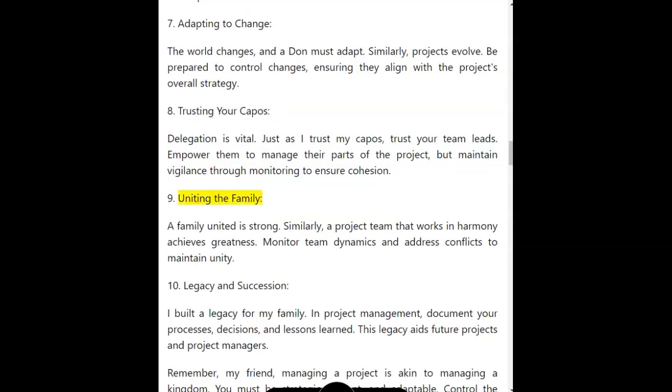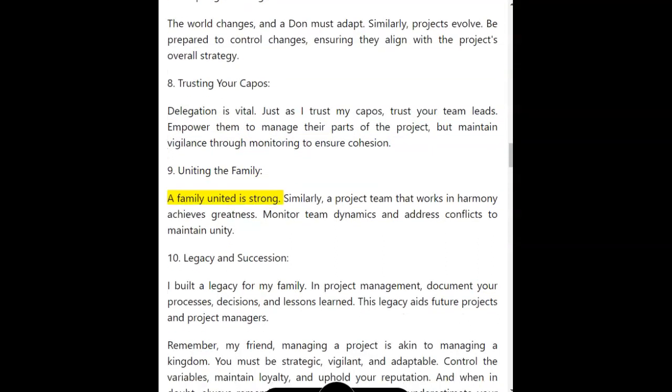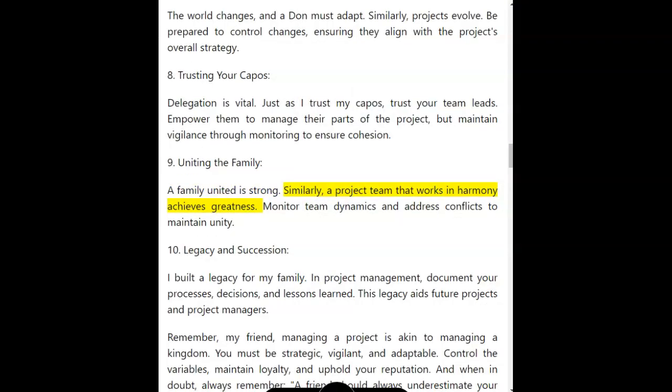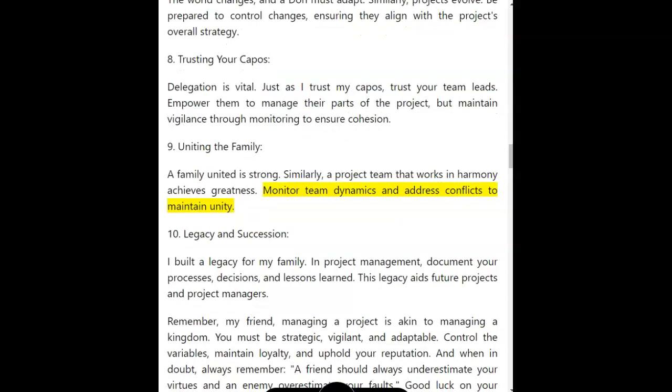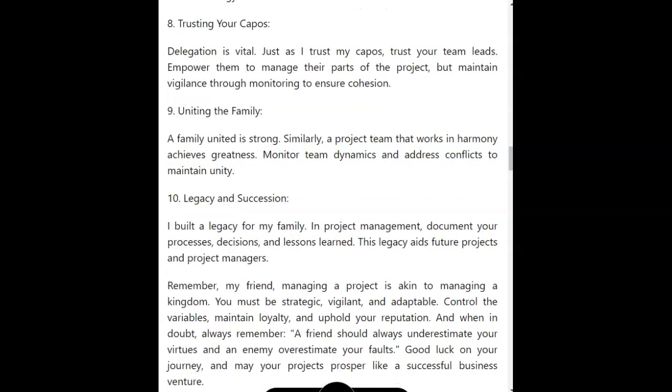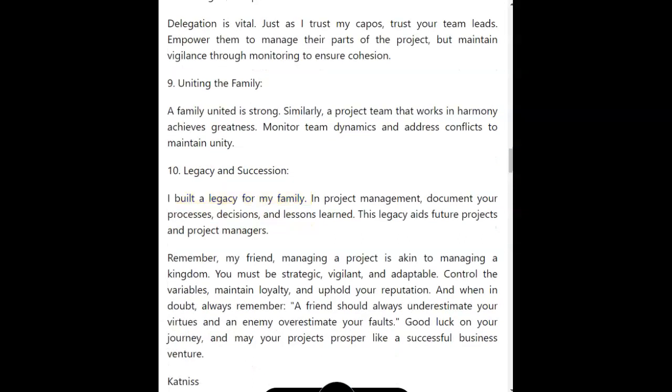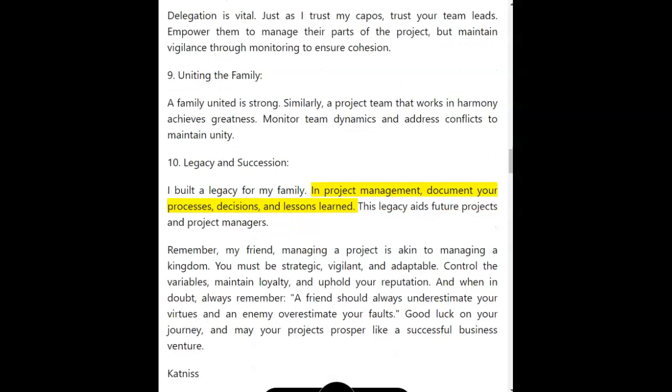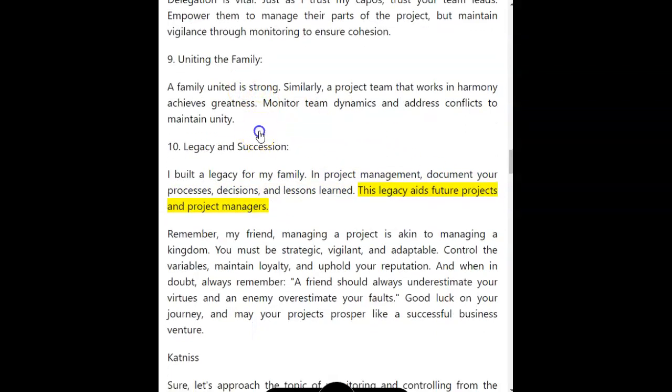9. Uniting the family. A family united is strong. Similarly, a project team that works in harmony achieves greatness. Monitor team dynamics and address conflicts to maintain unity. 10. Legacy and succession. I built a legacy for my family. In project management, document your processes, decisions, and lessons learned. This legacy aids future projects and project managers.